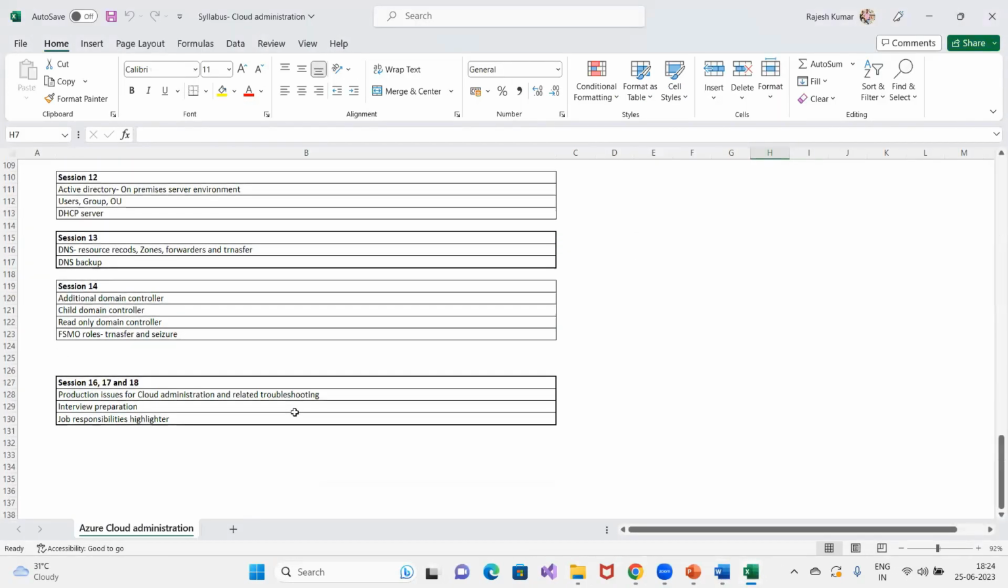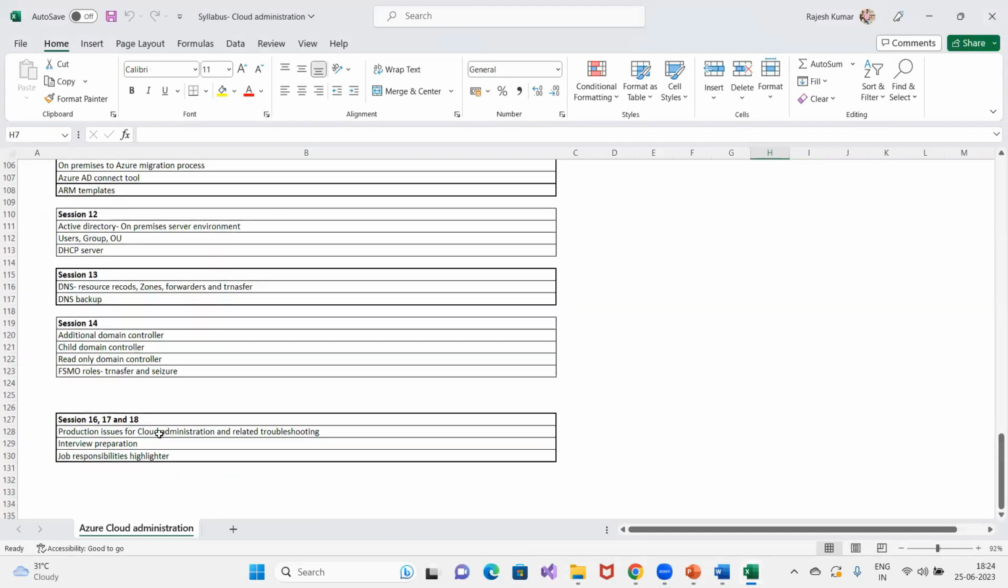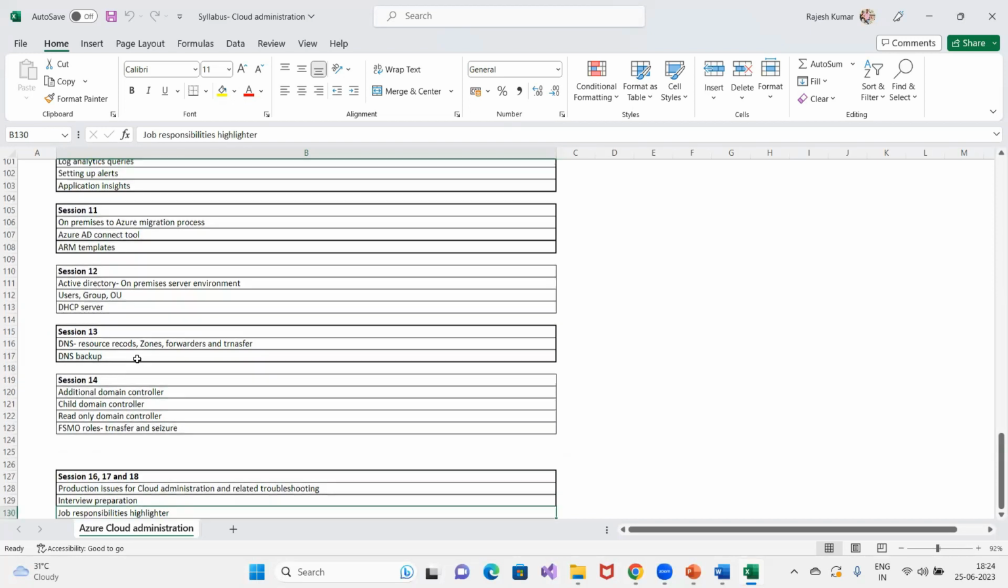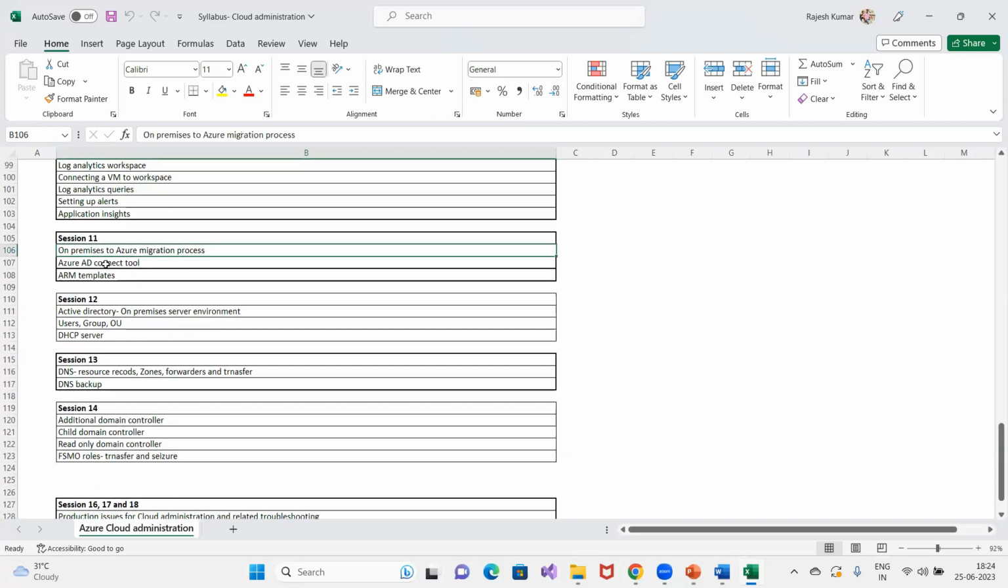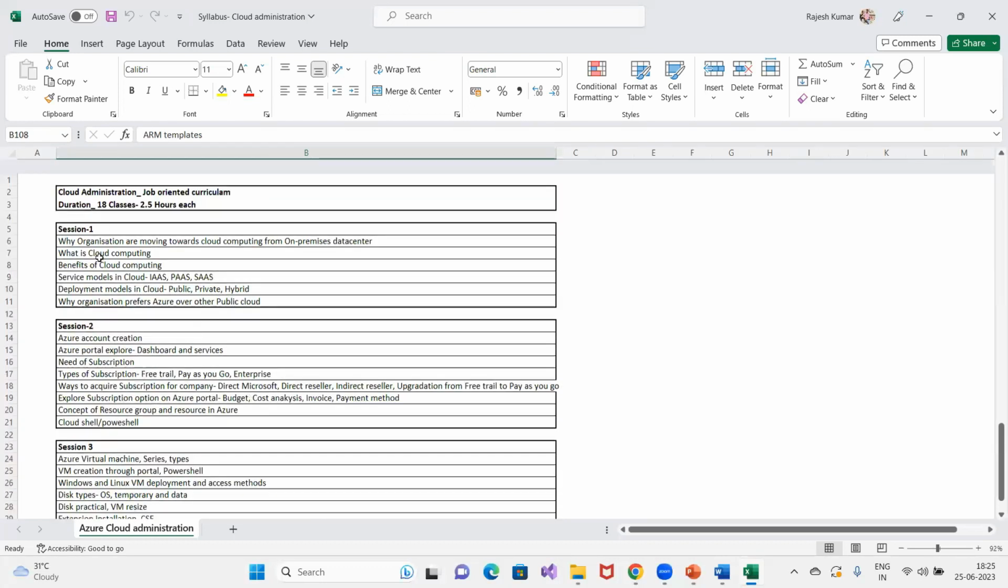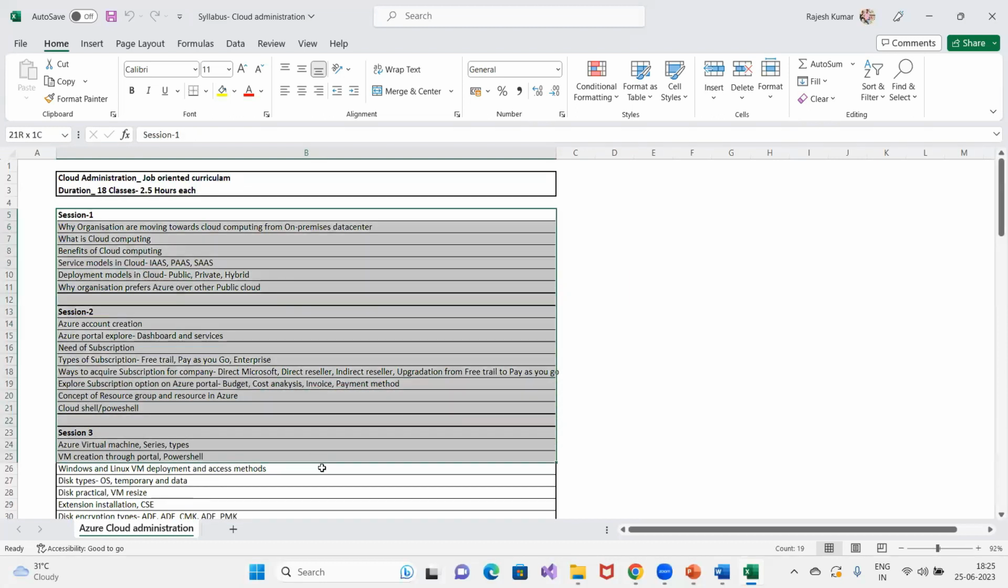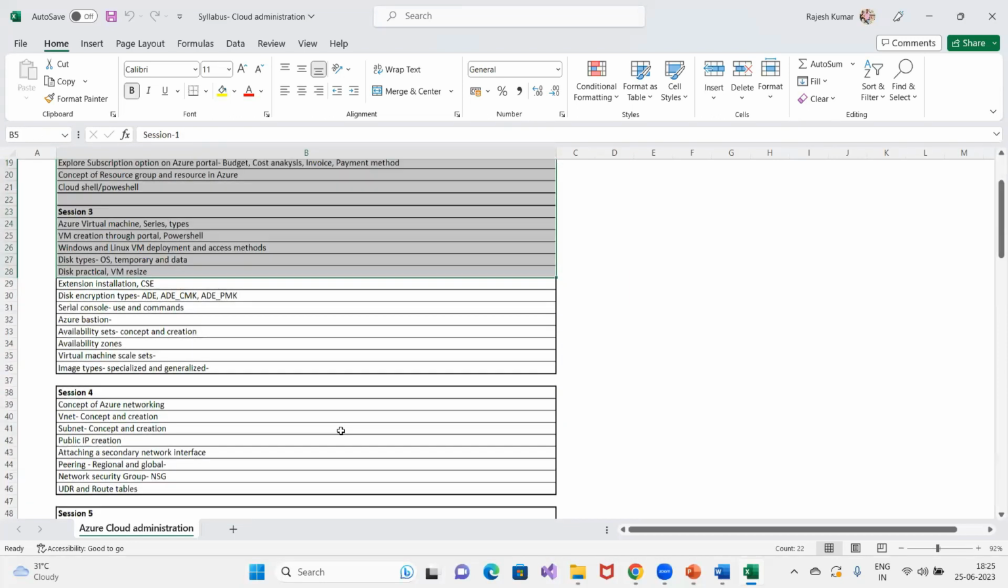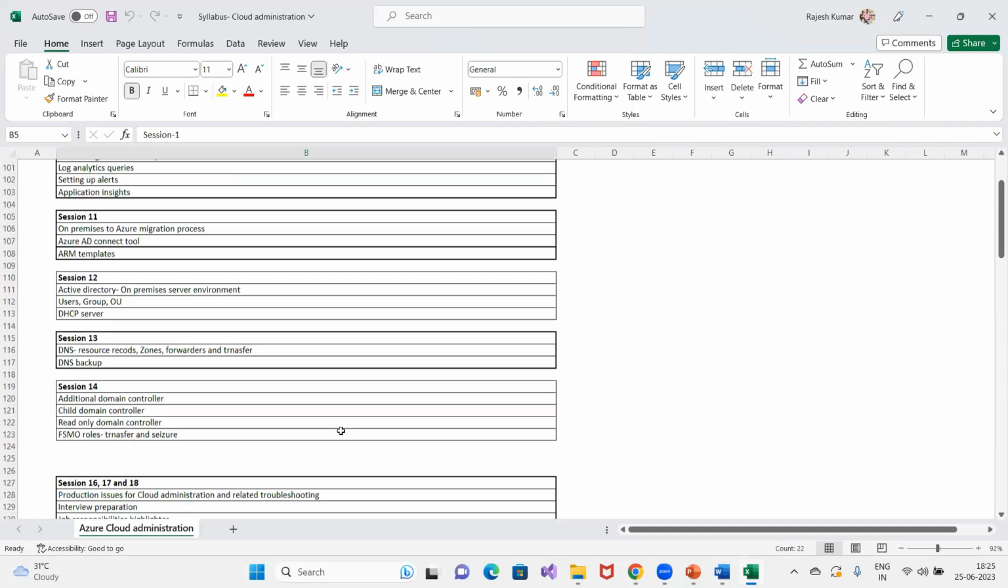You will get this syllabus from the admin team. We will be discussing production issues and cloud administration related troubleshooting. The interview is part of this as well. Job responsibility highlights we have to discuss. In the server section, we have to discuss the migration part. This is a customized tool, Azure AD Connect, for migration. We have to discuss the ARM template. Apart from this, we have the complete Azure infrastructure syllabus, and this will be shared with you.